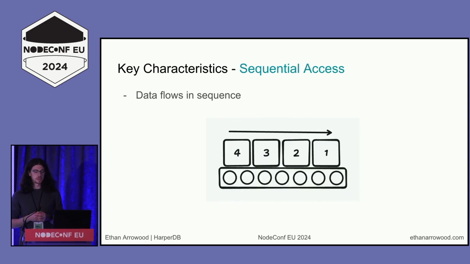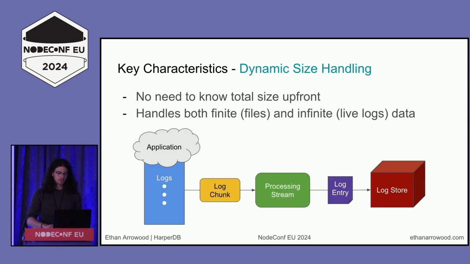Sequential access is kind of simple. Just think of it like a conveyor belt. The data comes in over time, kind of in order like the diagram shows.